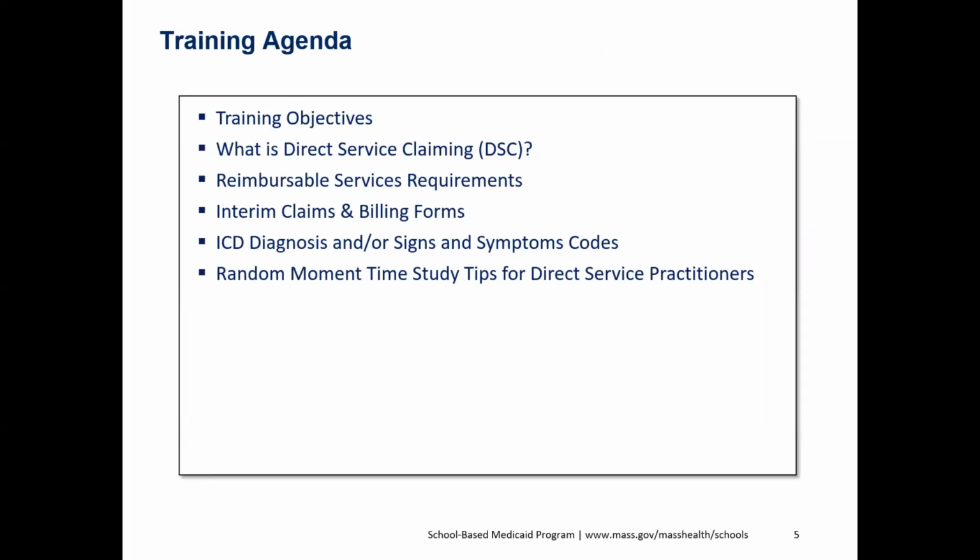So we will discuss the training objectives and review what is the direct service claiming or DSC portion of the program. We'll cover the reimbursable services requirements, review interim claims and billing forms. We'll discuss the role of ICD diagnosis and/or signs and symptoms codes, and go over some random moment time study tips for direct service practitioners.